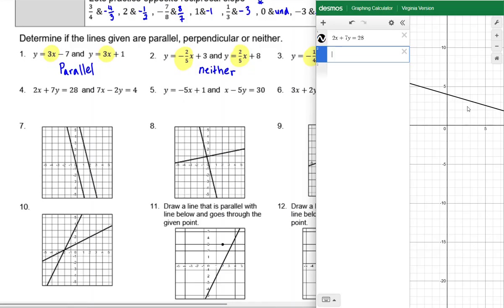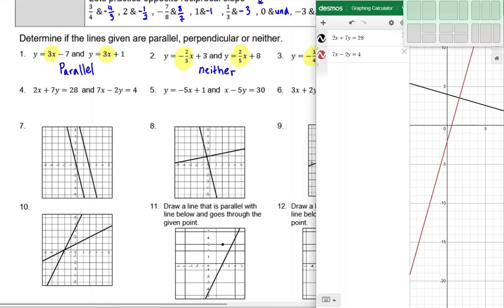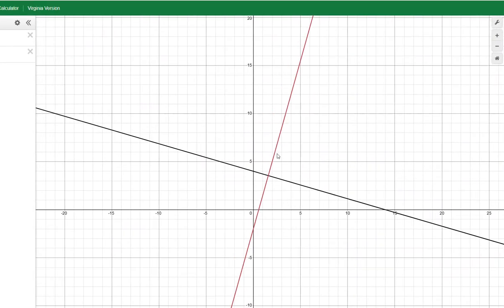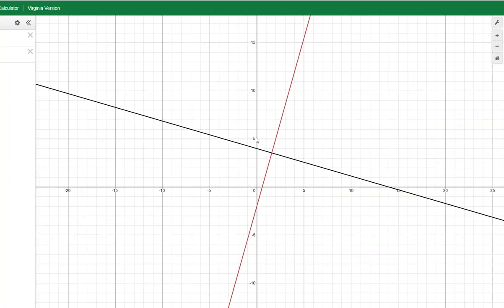And then here's the second one, 7x minus 2y equals 4. I do think it's perpendicular, but let me show you in Desmos here, okay? In Desmos, let's take a look at the slopes by counting. Whenever I'm counting slope, I do like to have the zoom window where I see the 5, so that when I count the spaces, it's going to be 1.